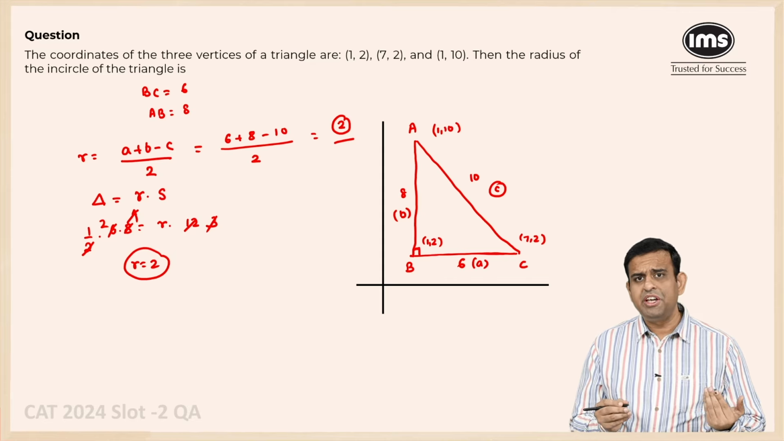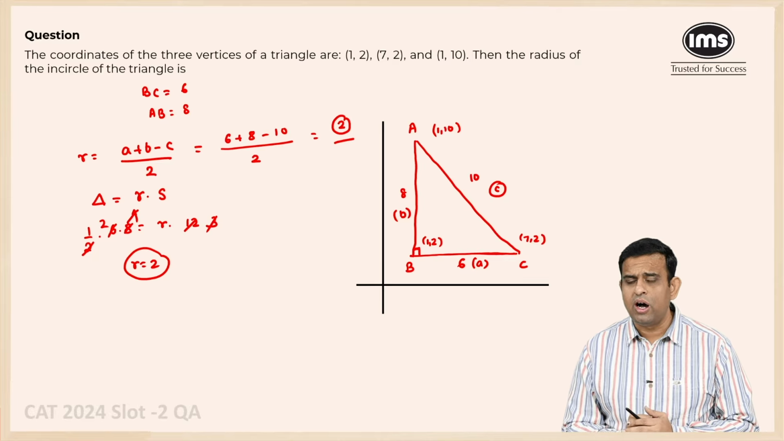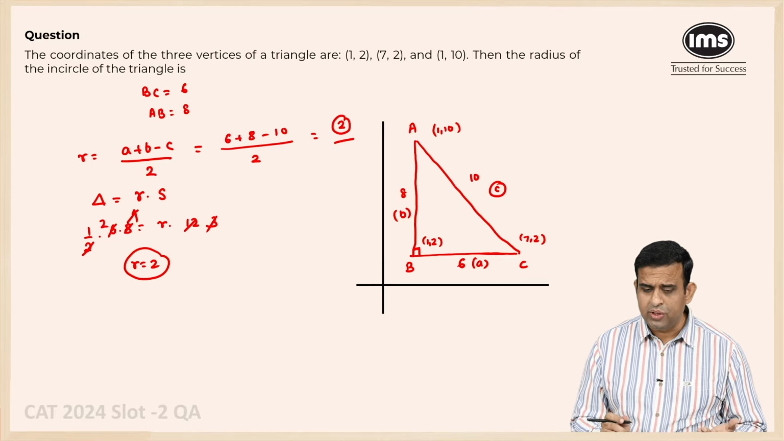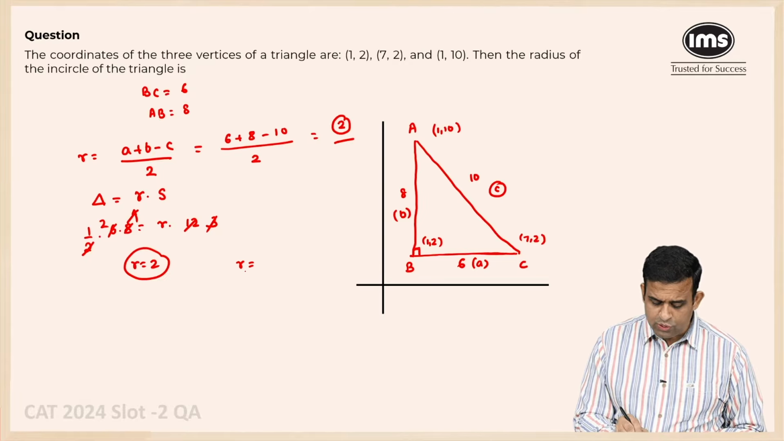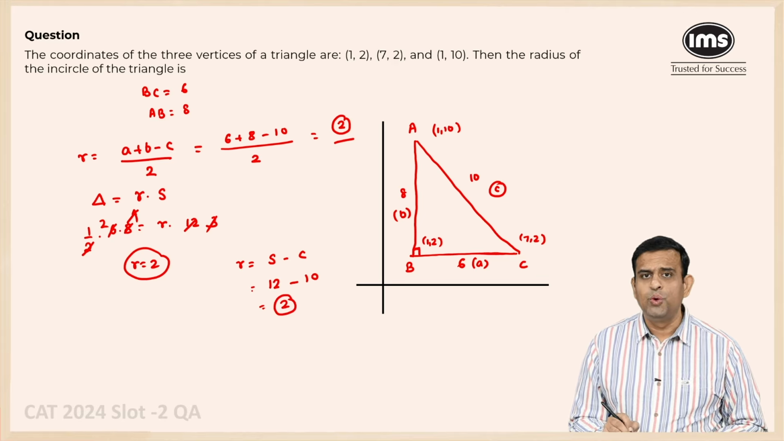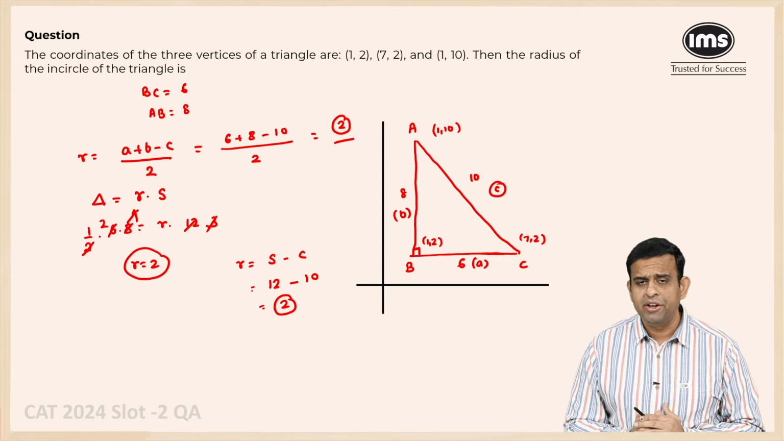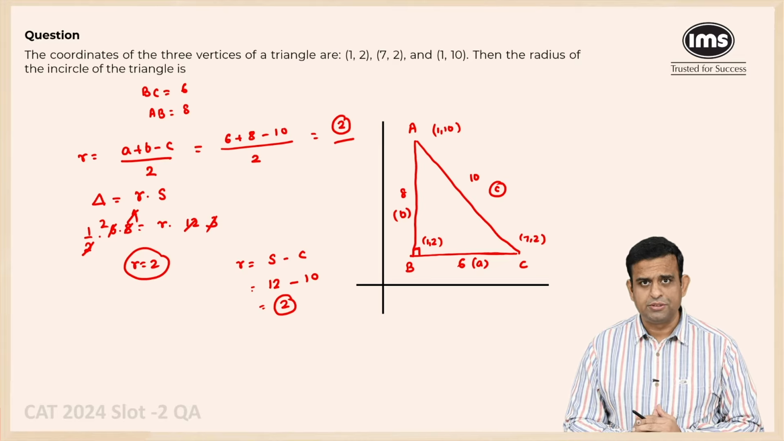So whether people use (a + b − c) divided by 2, or area is equal to r into s, you can use something else as well. You can use this formula also: inradius is equal to s minus c. S happens to be 12, c happens to be 10. This also will give you a 2 over here. So a very straightforward question, and people who have done the basics in geometry should be able to crack this particular question. Definitely a type A according to me.